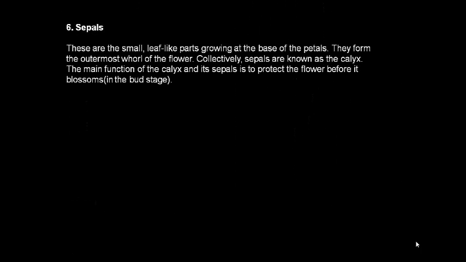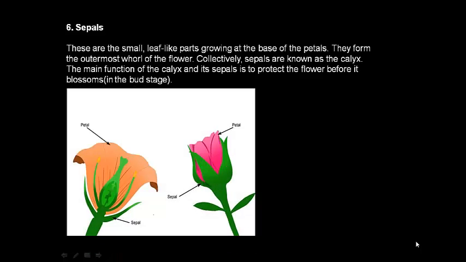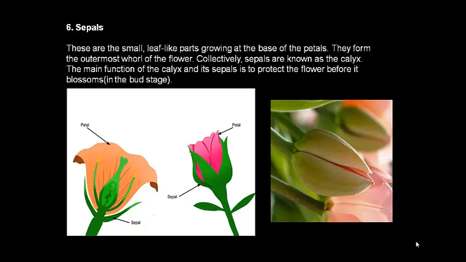Sepals. These are the small leaf-like parts growing at the base of the petals. They form the outermost layer of the flower. Collectively, sepals are known as calyx. The main function of the calyx and its sepals is to protect the flower before it is blossomed, that is, when it is in birth stage. When the flower is in birth stage, it's like an infant which we need to care for the most. So, the sepal protects it from external forces until it is bloomed.